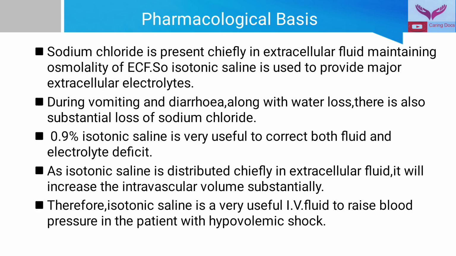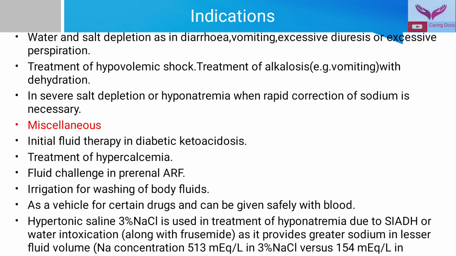Isotonic saline is distributed chiefly in the extracellular fluid, and it will increase the intravascular volume substantially. Therefore, isotonic saline is a very useful IV fluid to raise the blood pressure in patients with hypovolemic shock.